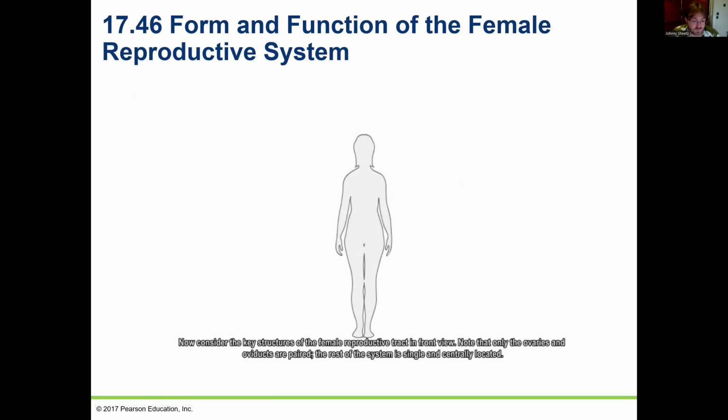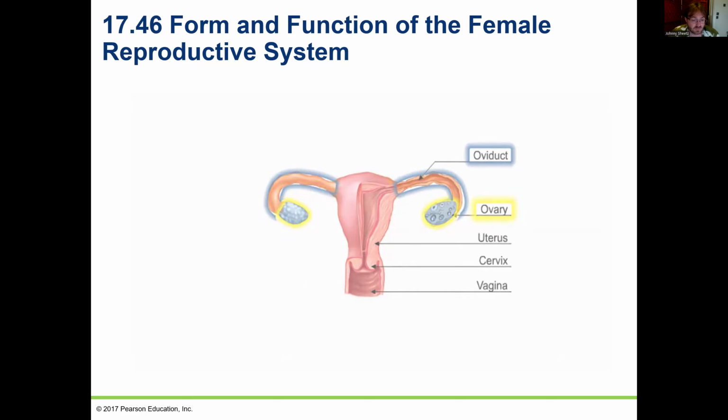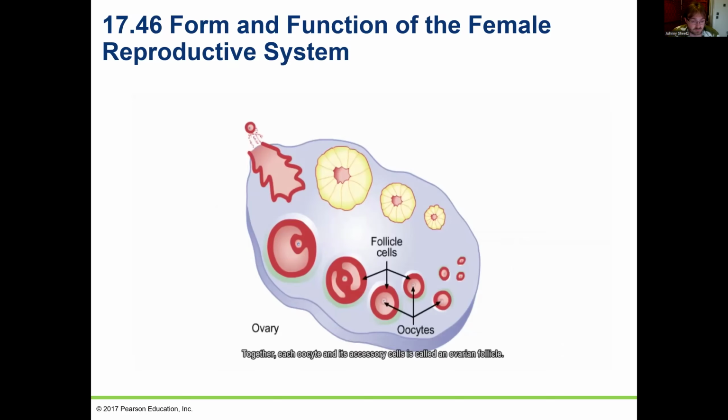Now consider the key structures of the female reproductive tract in front view. Note that only the ovaries and oviducts are paired. The rest of the system is single and centrally located. Let's examine the ovary in greater detail. The egg cells, or oocytes, lie in the outer portion of the ovaries. Each oocyte sits within a sphere of follicle cells that eventually provide nutrients. Together, each oocyte and its accessory cells is called an ovarian follicle.